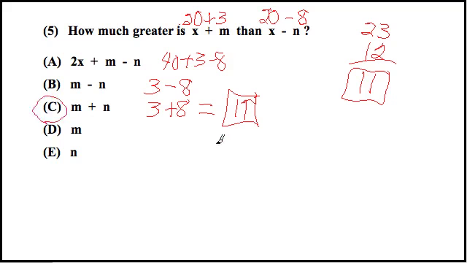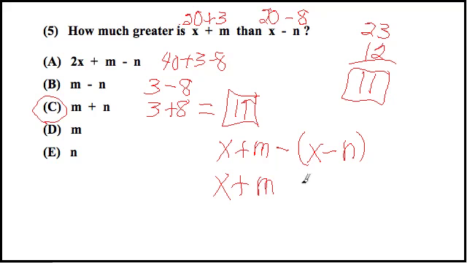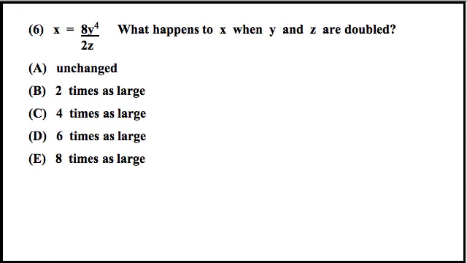Okay, and the algebraic solution is x plus m minus the entire quantity x minus n. So we have x plus m minus x, a minus of a minus is a plus. So positive x and negative x cancel out, so we end up with m plus n. Next problem. Okay, as usual, you could pause the screen to try it on your own before looking at the solution.